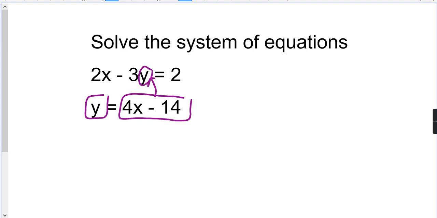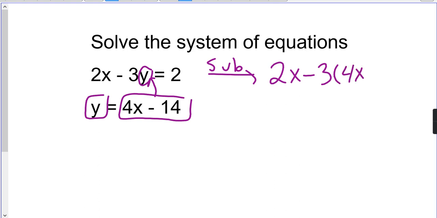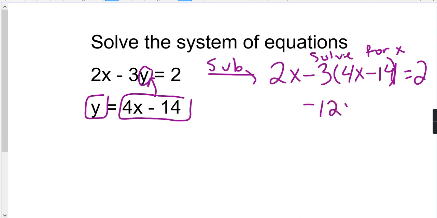So I'm going to go ahead and do the substitution. So here I'm rewriting the equation using the substitution. So 2x minus 3 times 4x minus 14 equals 2. And now that I did the substitution, all I have is x, so I could go ahead and solve that equation for x, and I'll distribute the negative 3. Negative 3 times 4x is negative 12x. Negative 3 times negative 14 is positive 42. So now I have 2x minus 12x plus 42 equals 2.